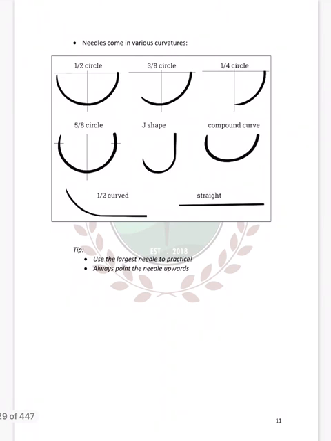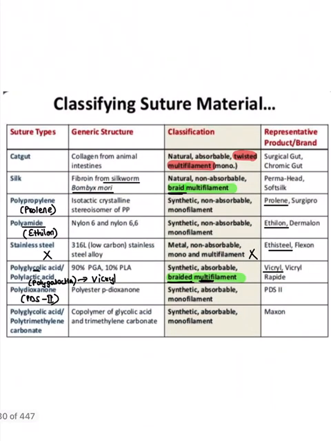Okay, and see, the needle comes in various curvatures. So if it completes 1/2 of a circle, 1/2 circle, 3/8 of the circle, 3/8 needle, 1/4 circle, 5/8 circle. So these are various namings of the needle, not so important.